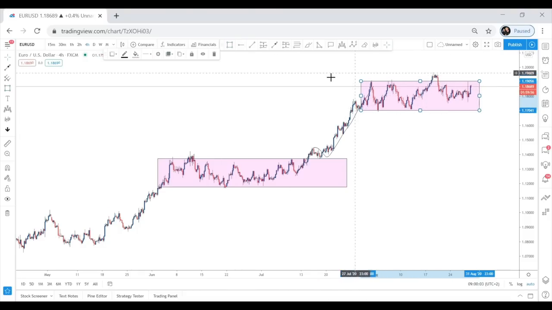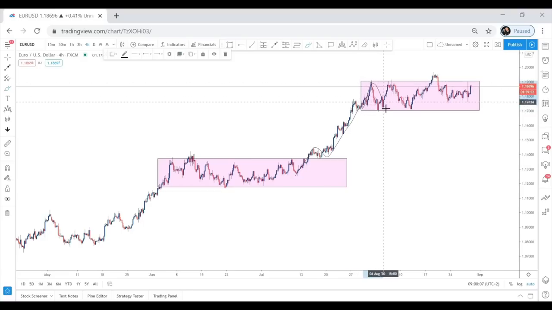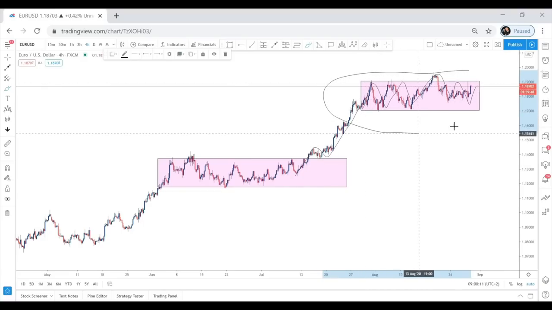As you can see, if you look closely inside here, we're still having those pushes to the upside, corrections, and then as you can see, push, correction. But we're in a consolidation channel here, where we're looking for something in this nature.